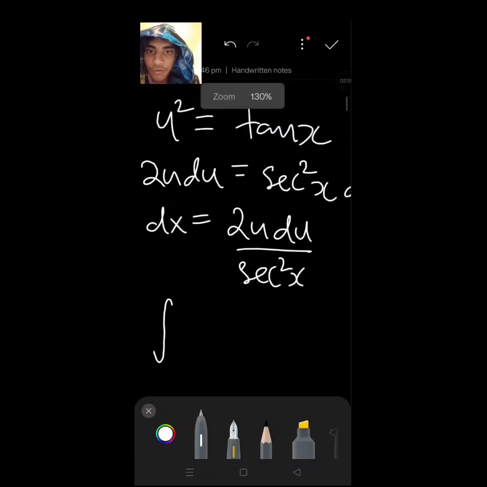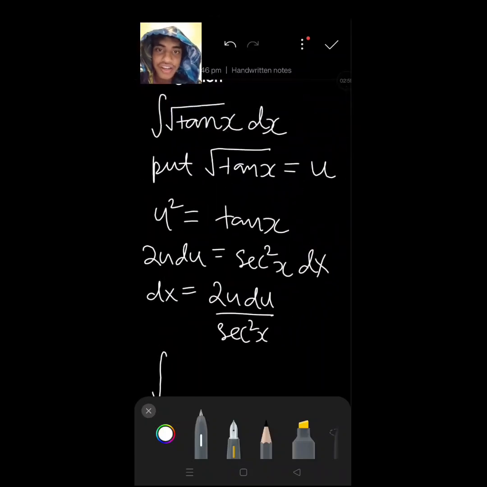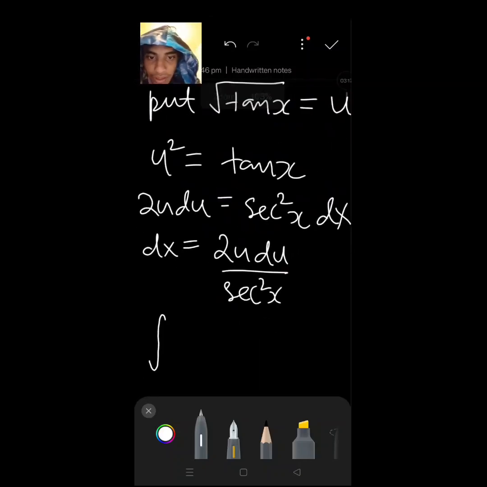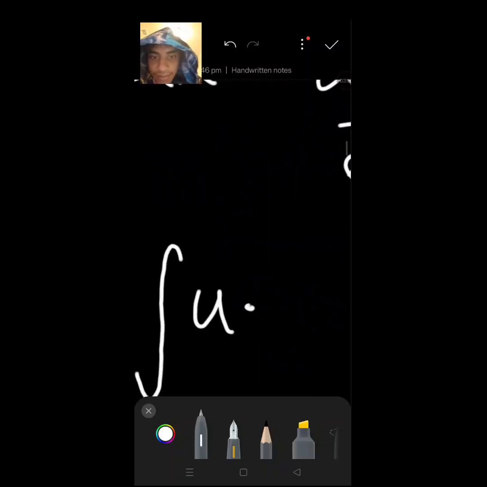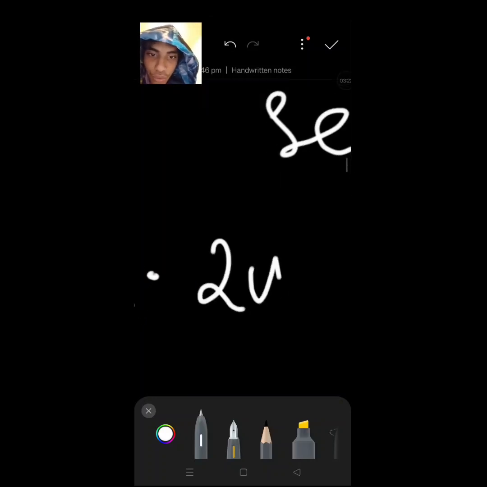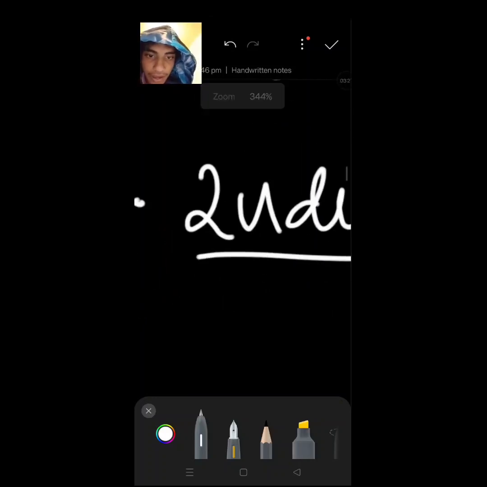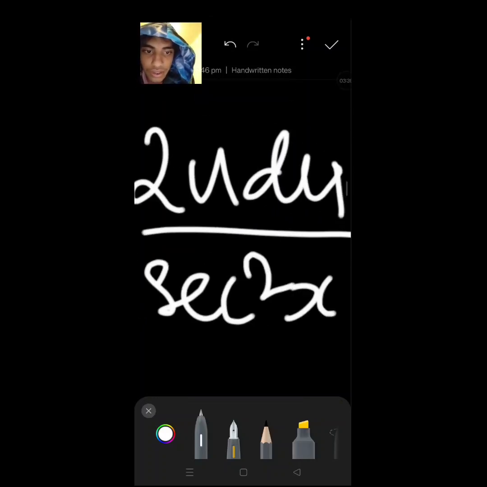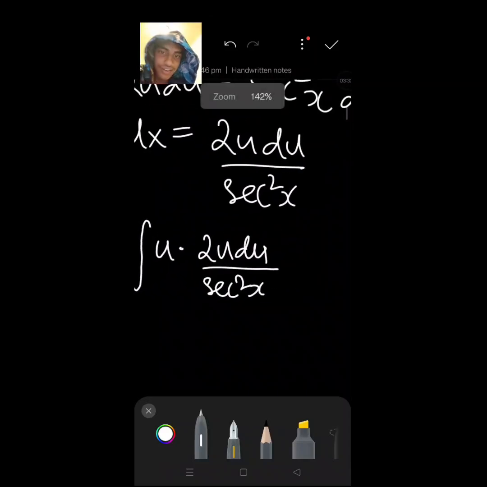This becomes the integral of what? We've taken the entire function, that's why I've taken the entire function directly as u. Because if I would have taken tangent x as u, then it would have been root of u and all that, more pain, so to the power of half and all that. Instead of doing all that, just take the whole function as u. So then this just becomes u times dx, which we have changed to 2u du divided by secant square x. And now we're stuck, as you can see.